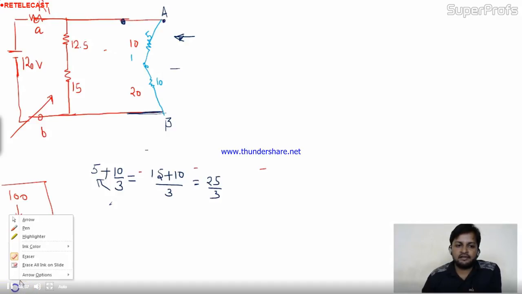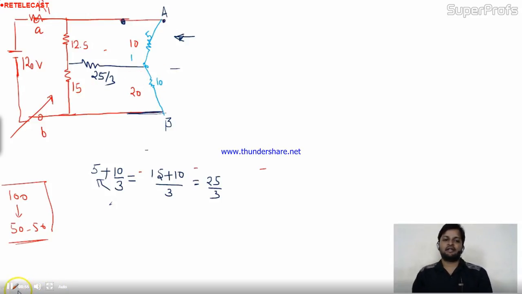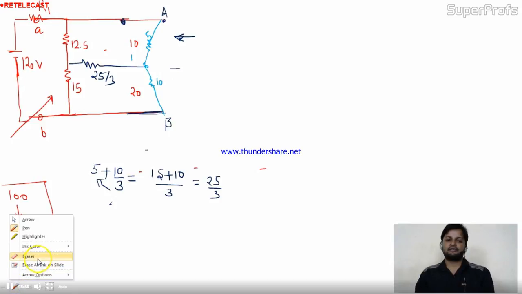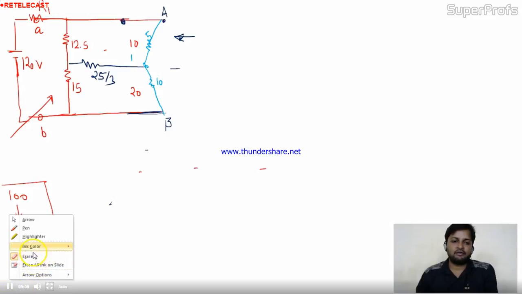So I can replace this branch by the new one, and that is 25 by 3. Now see, this 5, this 10, this 25 by 3, they are in what? Series or parallel? Nothing again, but they are making the star connection. So if they are making the star connection, we can easily convert into delta. At the end the delta will be beneficial for us to solve the circuit. That's why we are going to convert it.